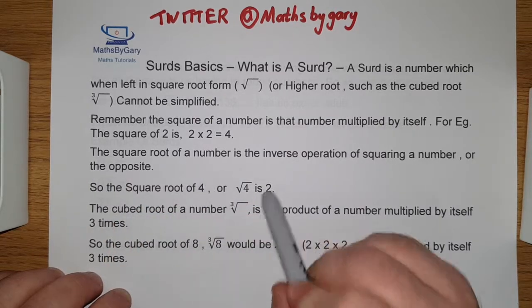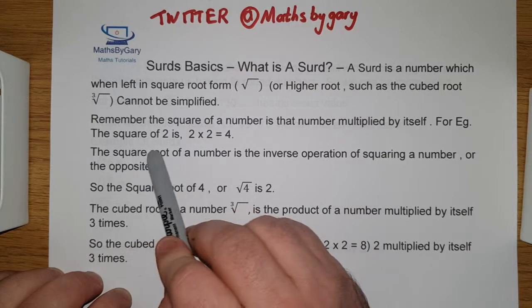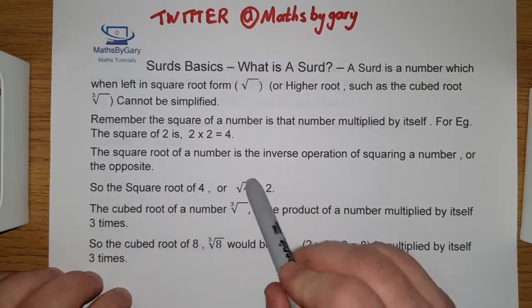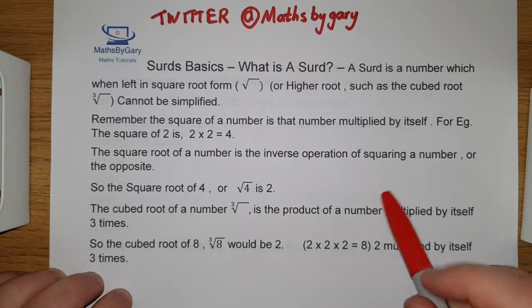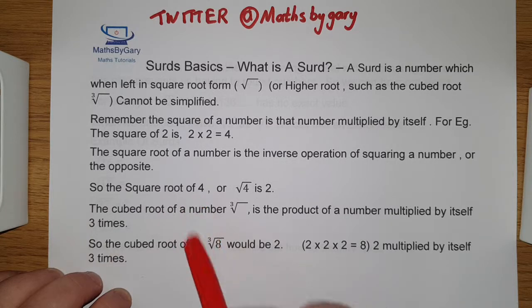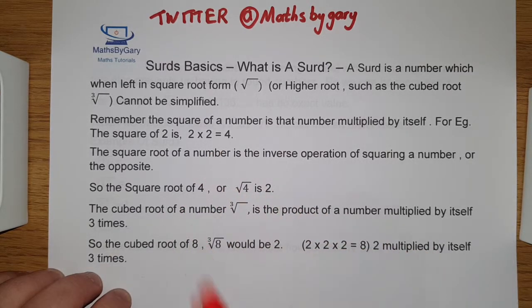Remember, the square of a number is that number multiplied by itself. For example, the square of 2 is 2 times 2, which is 4. The square root of a number is the inverse operation of squaring a number, or it's basically just the opposite. So the square root of 4 is root 4, which is 2. 2 times 2 gives you 4.